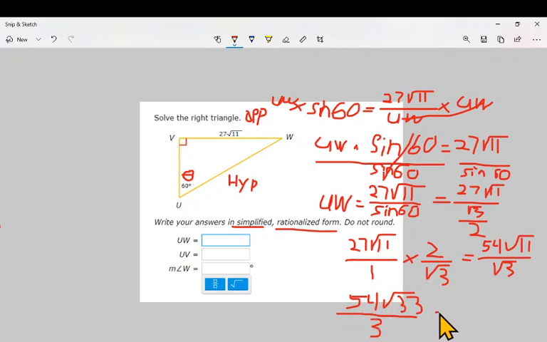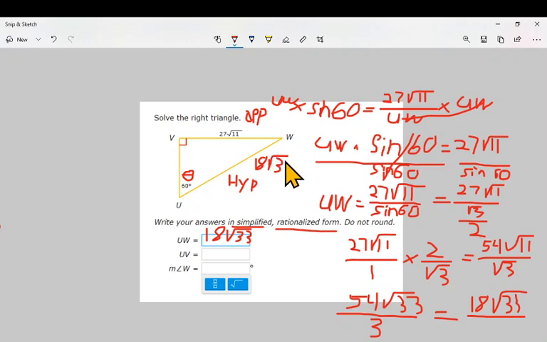Okay, and then we're just going to simplify 54 over 3. 54 over 3 simplifies down to just 18, right? 54 divided by 3 is 18. And so I'm just going to write 18 square root of 33. And that finally is going to be our side length for side UW. So I will go ahead and write that in right here. Okay. Now I'll write it in for the hypotenuse up here as well, just so it's easy to reference.